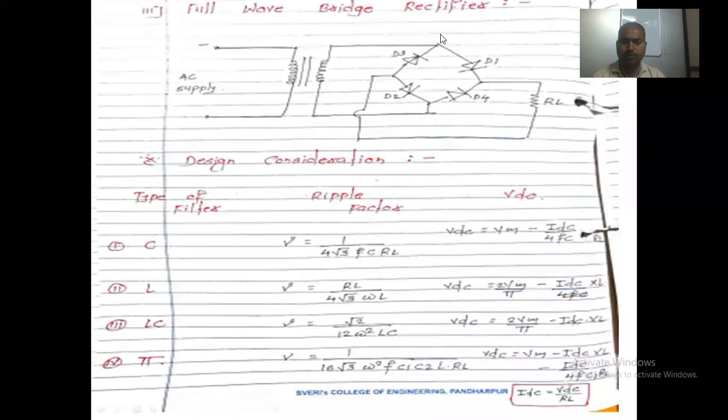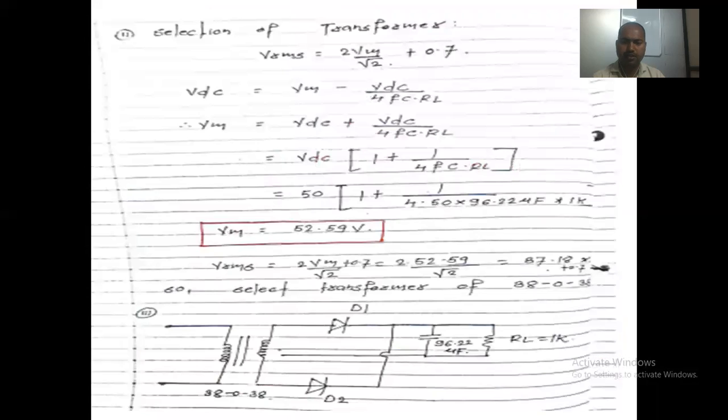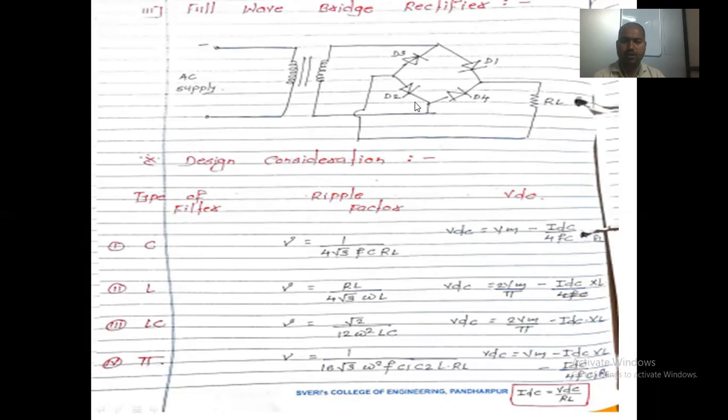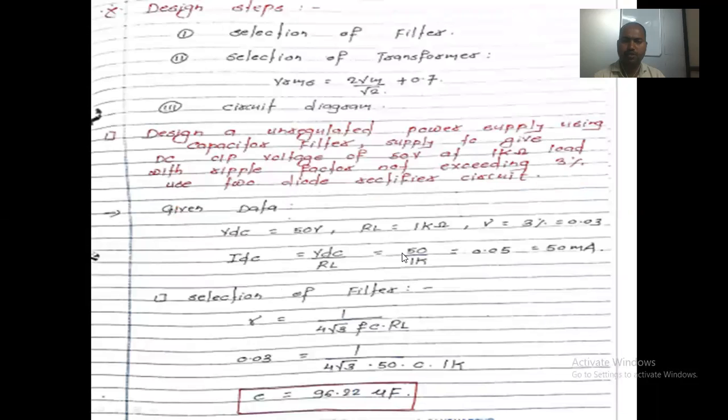So for that purpose, we have to use the VDC formula. VDC equal to Vm minus IDC divided by 4fC. See this formula. For the capacitor type of filter, VDC equal to Vm minus IDC divided by 4fC into RL. Write down this formula.